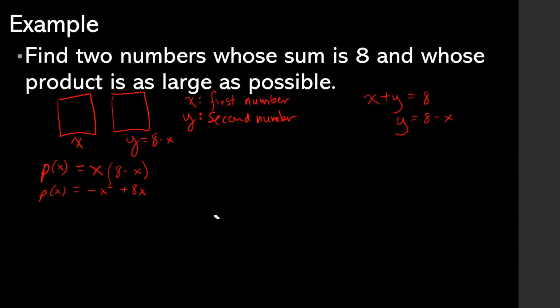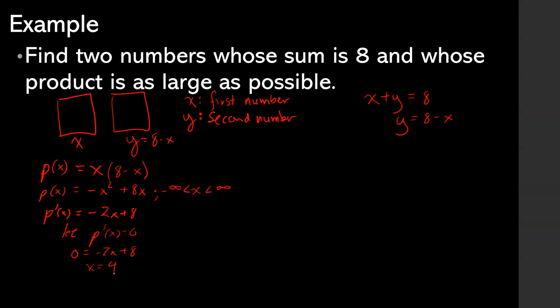Okay. Before we find the derivative of our product function, do we have any domain restrictions? It says two numbers. Can we use negative numbers? Yes. Can we use positive numbers? Yes. So x can really be any number. Okay, so let's see. P prime of x, that's easy, negative 2x plus 8. And that's a polynomial, so we only have to worry about p prime equal to 0. Which means, of course, x is equal to 4.